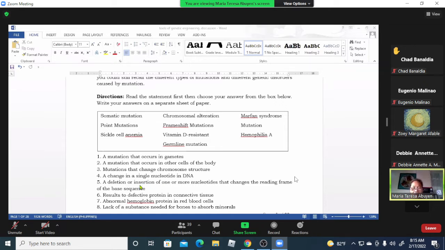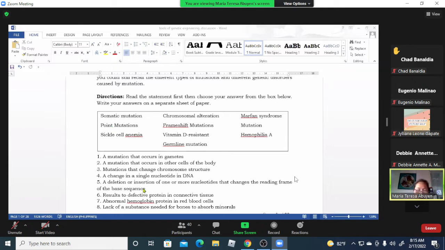Okay, we go to number 5: a deletion or insertion of one or more nucleotides that changes the reading frame. What do you call this mutation? Frame shift mutation. It's called a frame shift mutation, which is more dangerous than a point mutation.